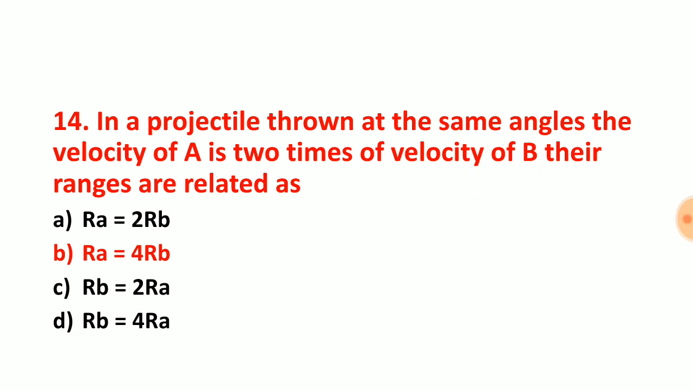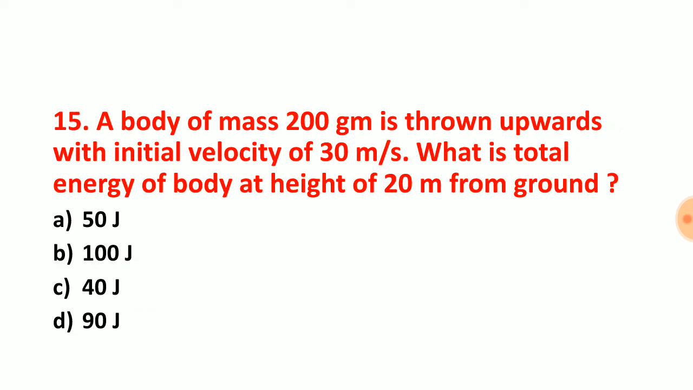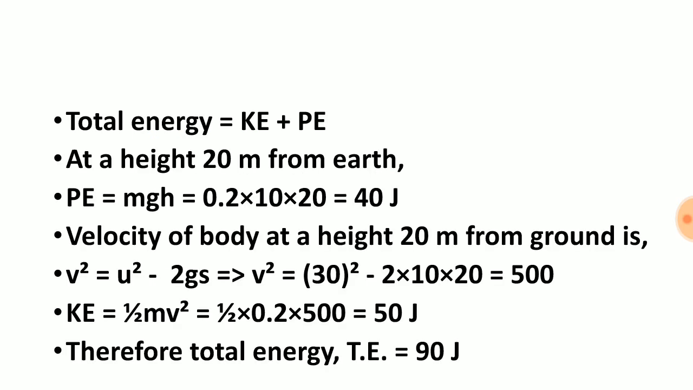So it only depends on velocity. Question number 15. A body of mass 200 gram is thrown upward with initial velocity 30 meter per second. What is the total energy of the body at the height of 20 meter from the ground? So this is our mass, this is the velocity, this is the height. At that height we need to find the energy.